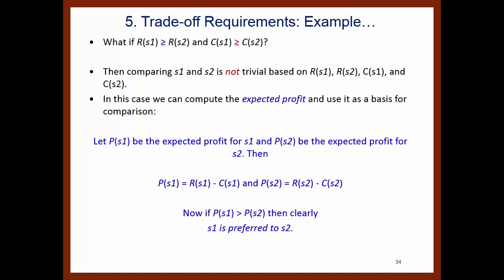What if we have this example, like the revenue for S1 is greater than or equal to the revenue of S2, but the cost is also greater than or equal to. So in both cases, you're good because you're getting a high revenue, but at the same time you're having a higher cost. In this case, we can compute the expected profit and use it as a basis for comparison. So instead of just looking at each performance individually, we can subtract and make the decision based on the profit, which is what is represented here in blue.